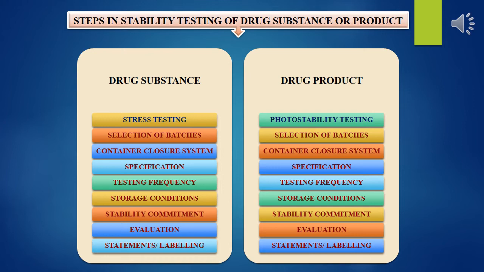We will be moving on to the second step, selection of batches, then container closure system, then specification, then testing frequency, storage conditions, stability commitment, evaluation, statements and labeling. These are the steps in stability testing of drug substances and drug products. The only variation is that drug substances are tested by stress testing, whereas drug products are tested by photo stability testing, where all other steps are common for both when we are doing stability testing.